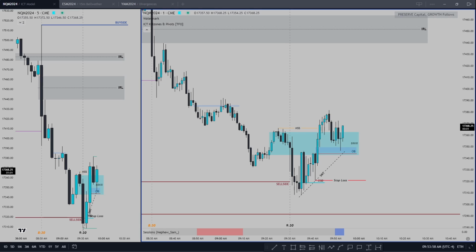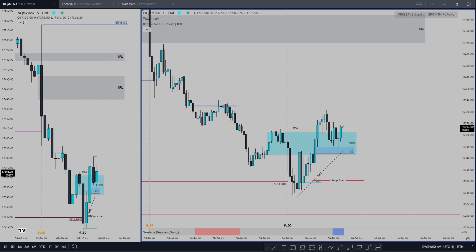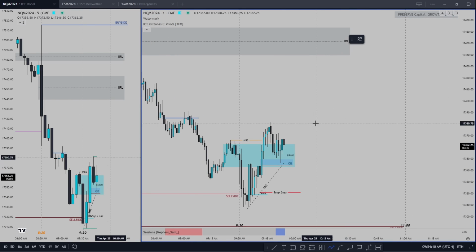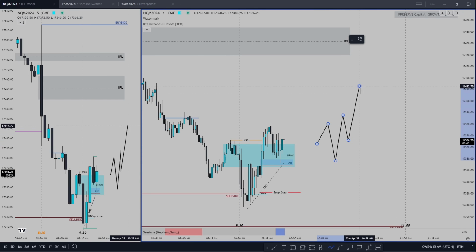You want to also assume in a market maker model, there's going to be at least 1 stop run across the 3 stages of the MMXM after the smart money reversal. So if you remember, there's smart money reversal. We have your low risk buy in this case, your first stage of accumulation, second stage of accumulation, silver bullet.